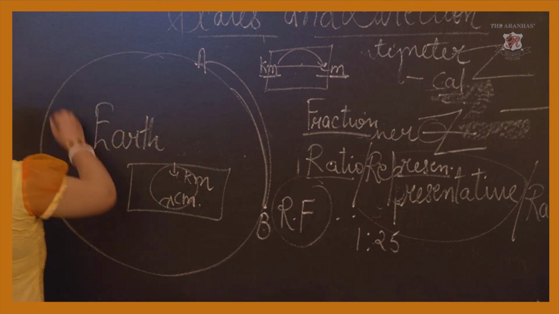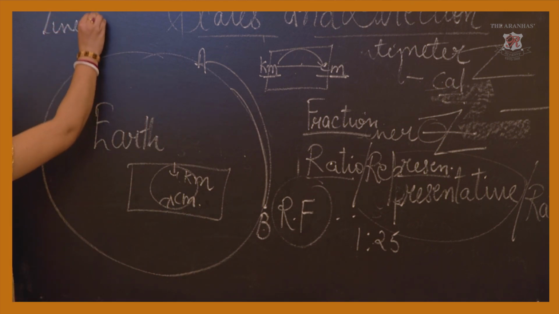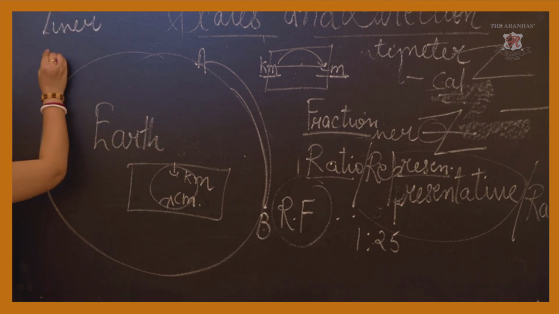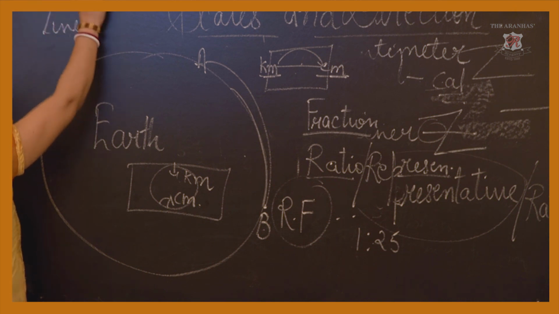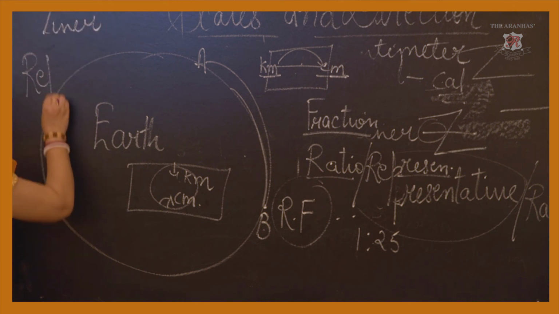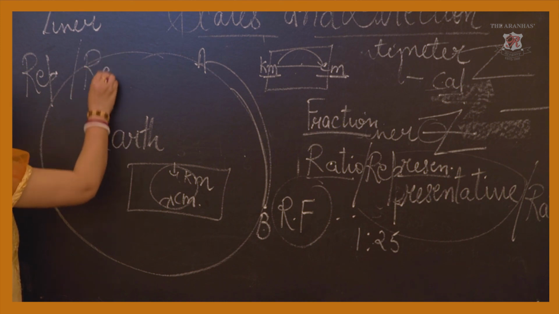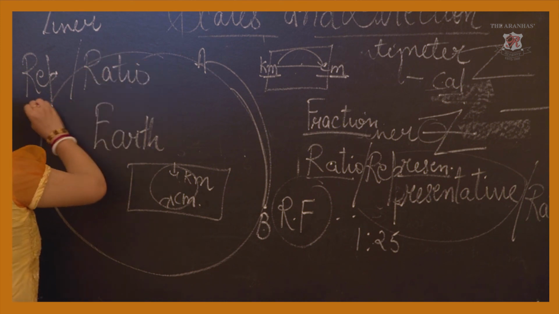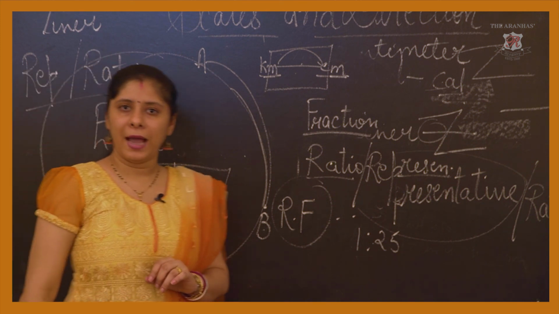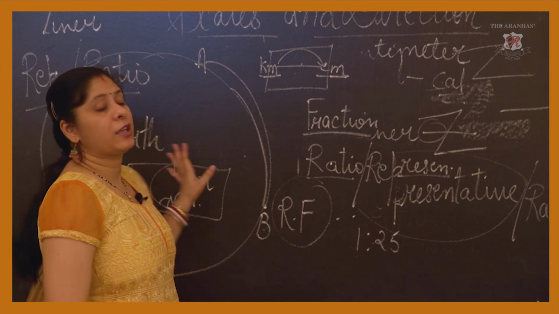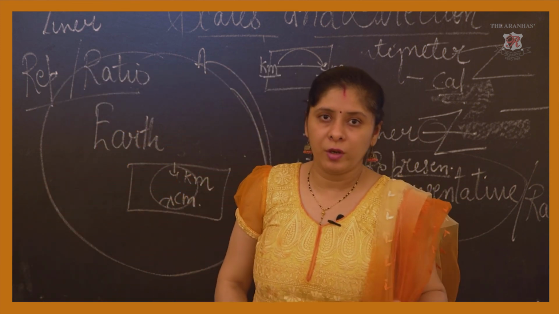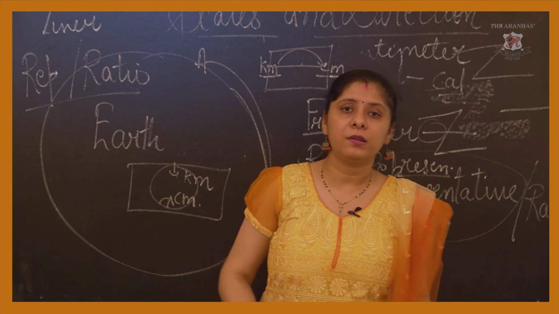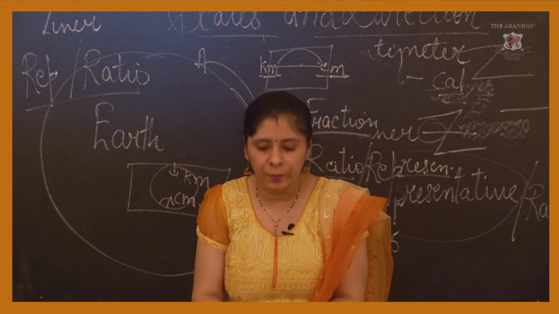The first we have discussed is the linear scale. We have discussed the verbal scale. We have discussed the representative or ratio scale. These scales are all used on maps. They tell us the accurate distances and the accurate measurements. The entire distance is drawn on a piece of paper.